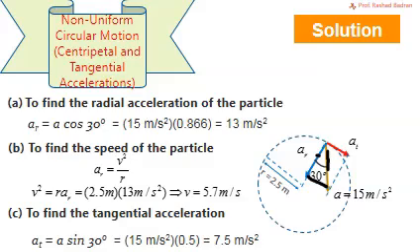Obviously, there is another way of getting the tangential acceleration. You can get it from the Pythagorean theorem, as long as you have 15 meters per second squared for the resultant and one of the components, AR, which is 13 meters per second squared. Then you can get it from the Pythagorean theorem as well.